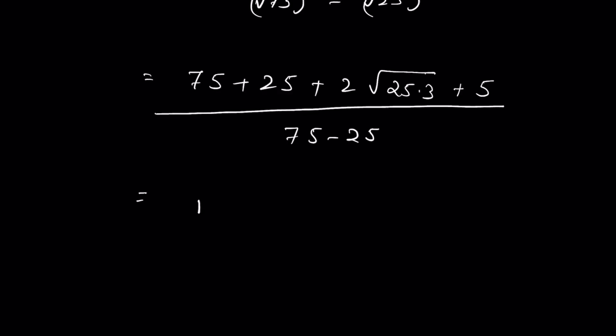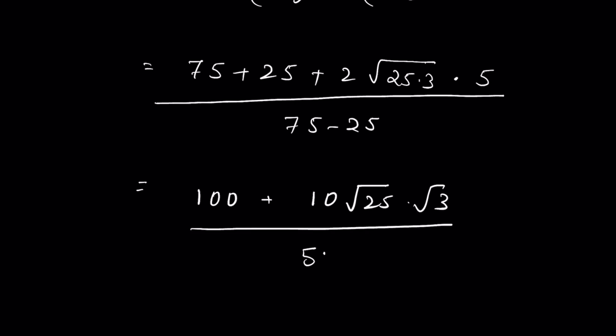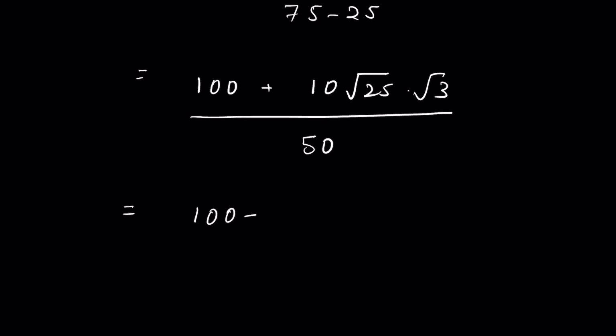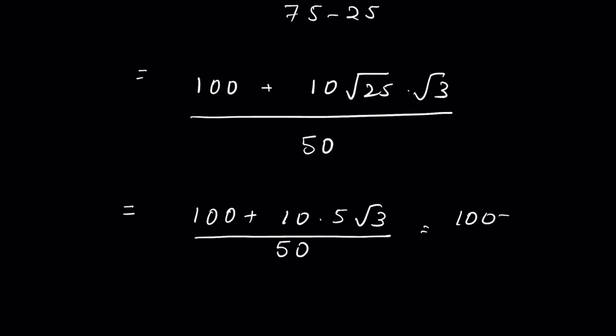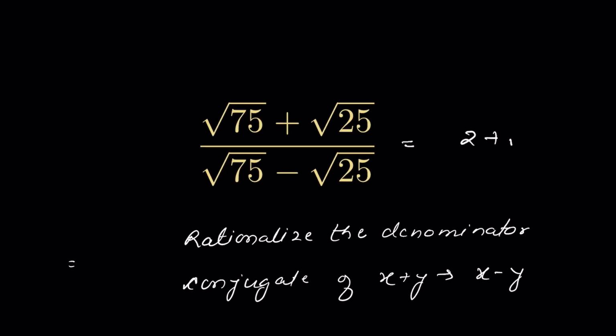75 plus 25 is 100. Sorry, here it is multiplication. Plus 5 times 2 is 10. Then √25 times √3 upon 75 − 25, which is 50. So 100 + 10 times √25, which is 5, times √3 upon 50, equal to (100 + 50√3) / 50. Now we can take 50 common. So (2 + √3) / 1, since 50 and 50 get cancelled. So it is equal to 2 + √3. Answer is 2 + √3.